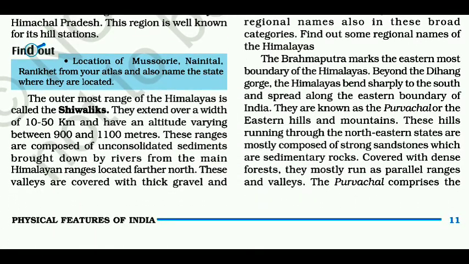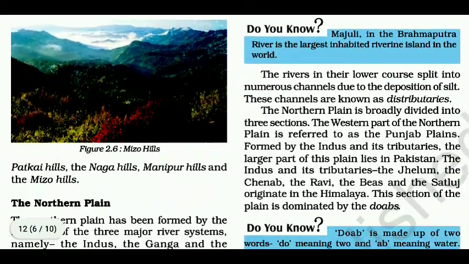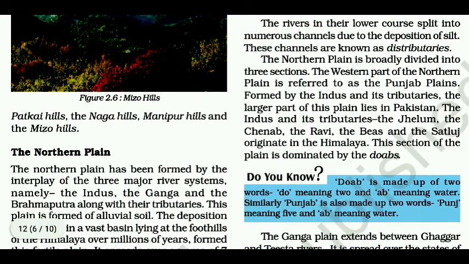The Brahmaputra marks the easternmost boundary of the Himalayas. Beyond the Dihang Gorge, the Himalayas bend sharply to the south and spread along the eastern boundary of India. They are known as the Purvachal or the eastern hills and mountains. These hills running through the northeastern states are mostly composed of strong sandstones which are sedimentary rocks. Covered with dense forests, they mostly run as parallel ranges and valleys. The Purvachal comprises the Patkai Hills, the Naga Hills, the Manipur Hills and the Mizo Hills.